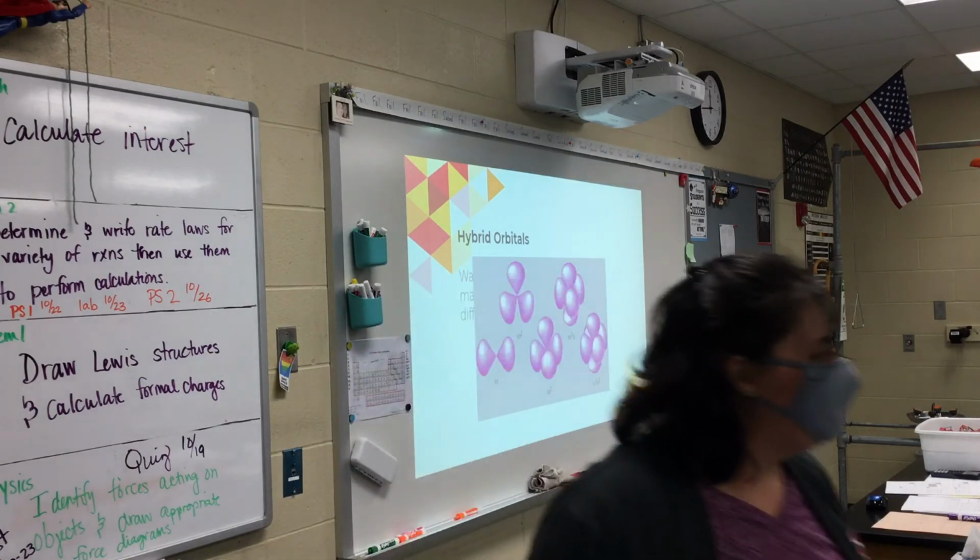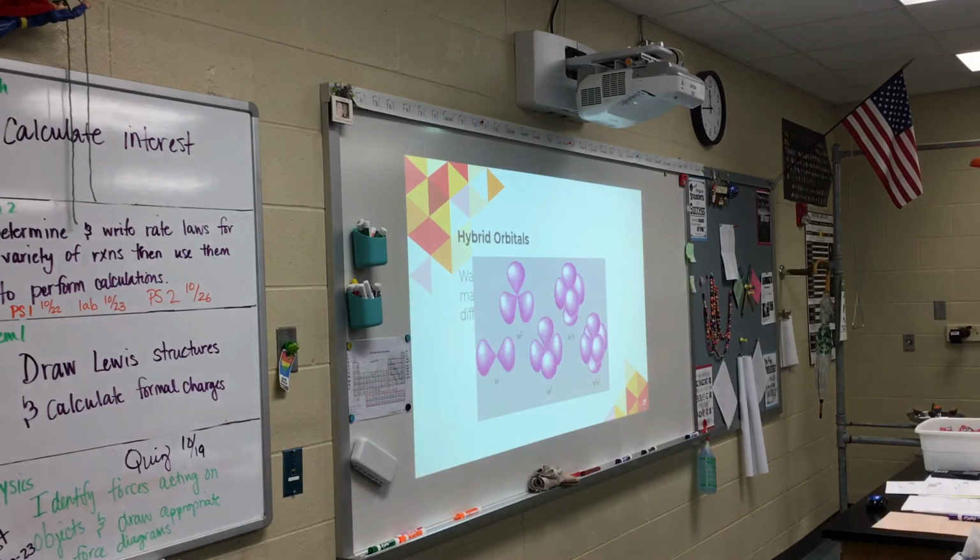Stupid d orbitals. Remember all those things after aluminum? What's special about this stuff after aluminum? They can have more than 8. And how can they possibly have more than 8?